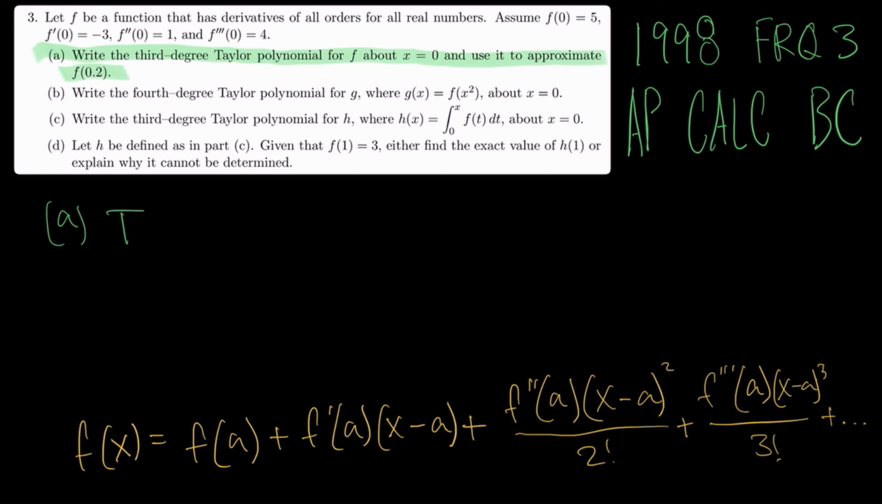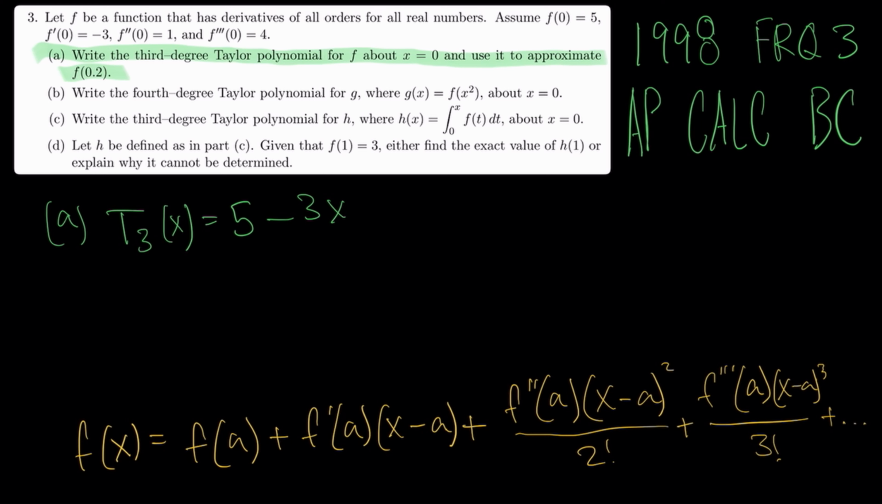We have t sub 3 of x equals, and then the first term of f would be 5, or f of a. The first derivative is negative 3, so minus 3x. I could write x minus a, but since our a is 0, I don't need to include anything like that. Otherwise, I might have to write like x minus 1 or x minus 3, depending on it.